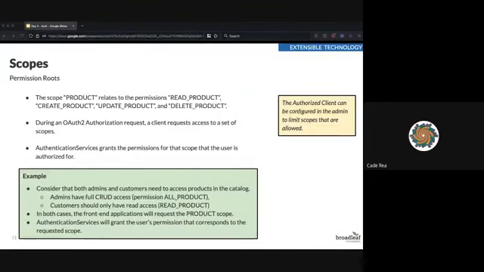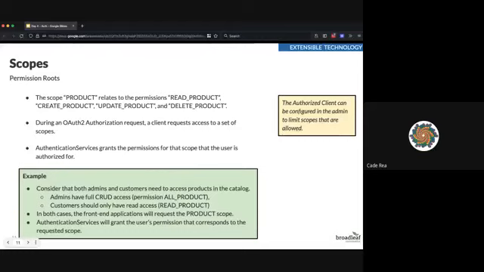Scope is an OAuth concept. Scopes are sets of related permissions, and they're essentially the permission roots that we just talked about in the last slide. For instance, product relates to read product, create product, update product, and delete product. During authorization, a client requests access to a set of scopes, and in the resulting token, the services grant permission for that scope that the user is authorized for.